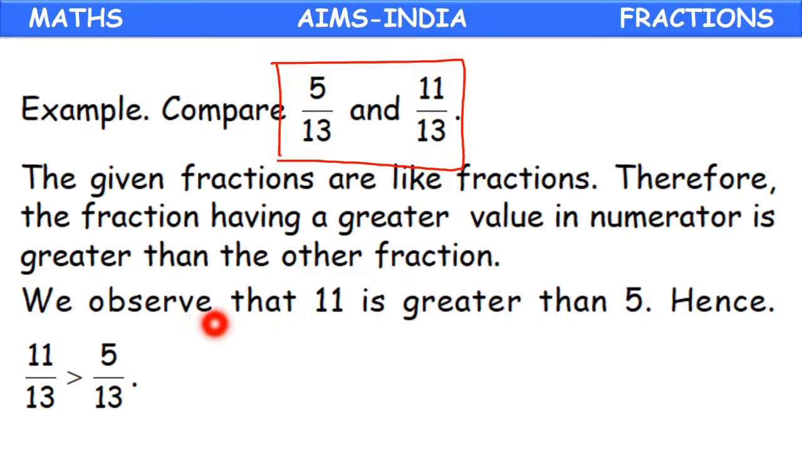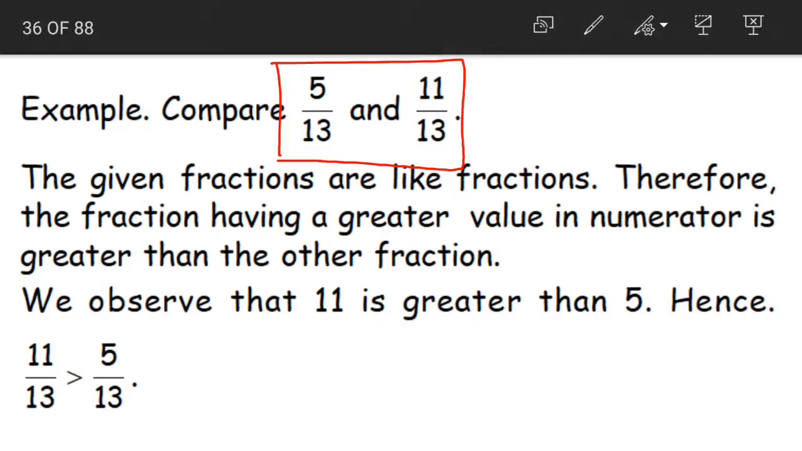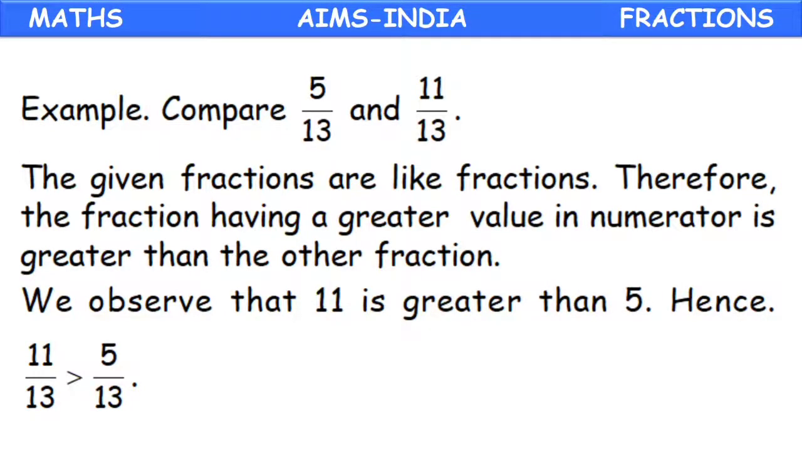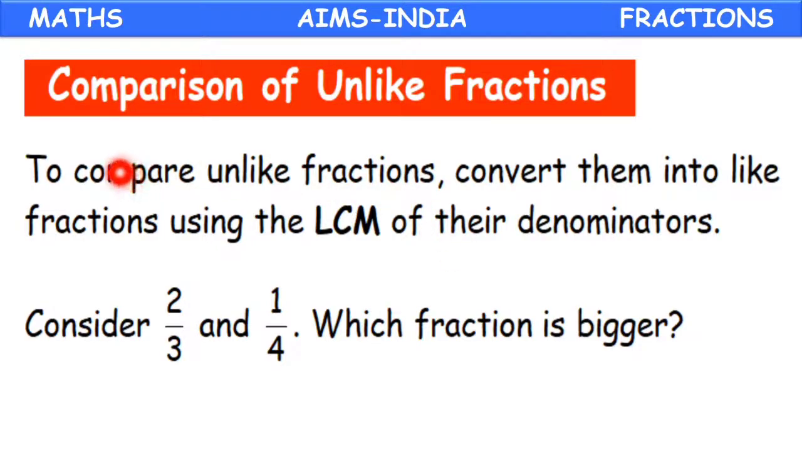We observe that 11 is greater than 5. Hence 11 by 13 is greater than 5 by 13. Yes, this is how we compare like fractions wherein both the given fractions have the same denominator. Now next, moving on to comparison of unlike fractions.